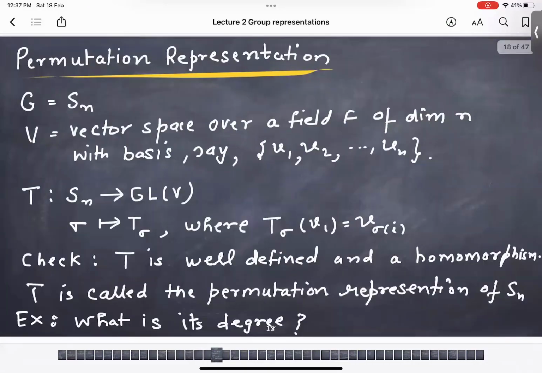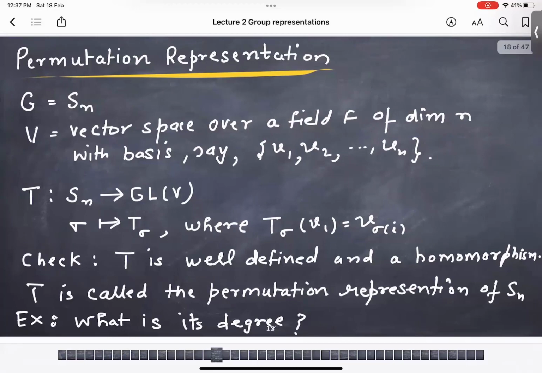Now, let me define permutation representation. So what is a permutation representation? These are defined for Sn. I will first define it for Sn, and then I will define it with the group action also. Suppose your group is Sn.